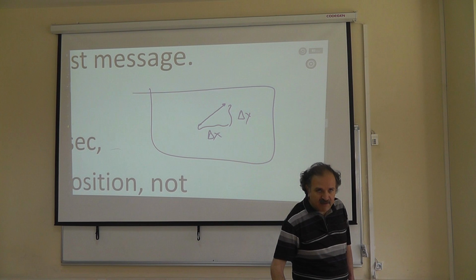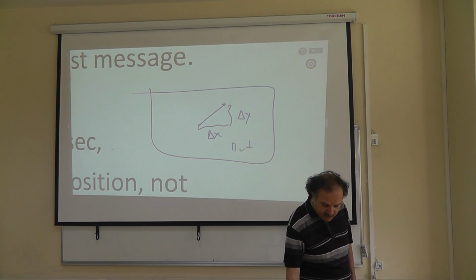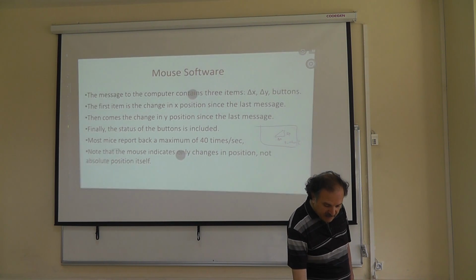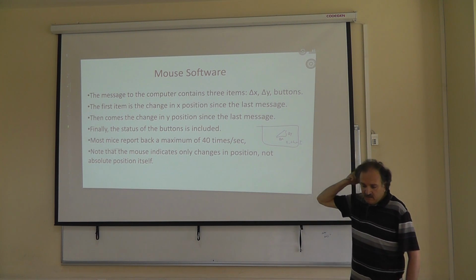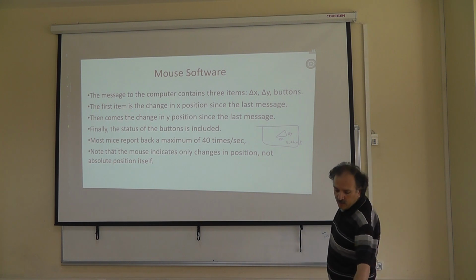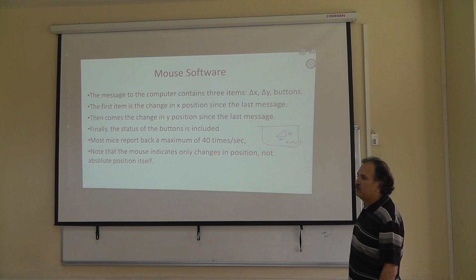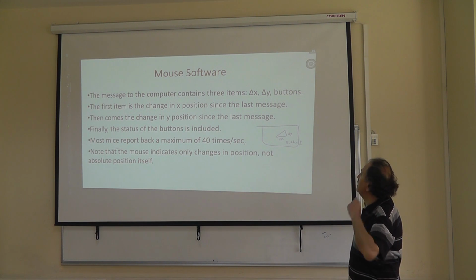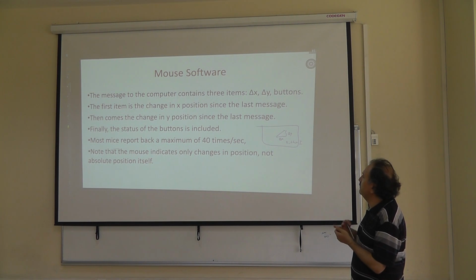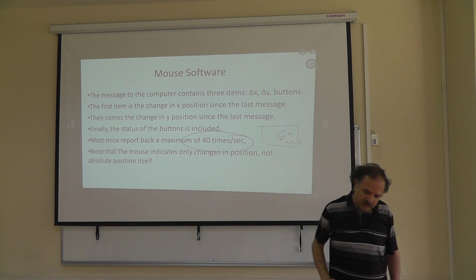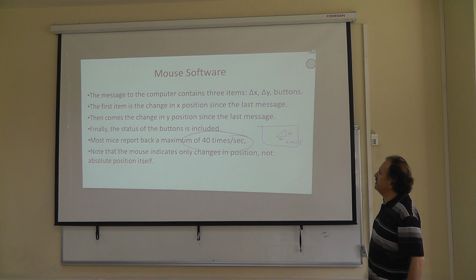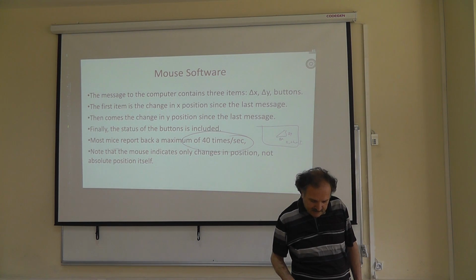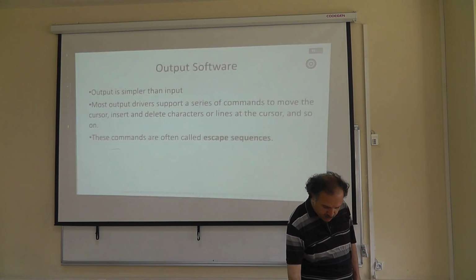If I click one of the buttons, left button, right button, or the scroll button, there will be some button information. That message from the mouse to the computer will include this information. The information that you are sending is only relative. You are not sending the absolute X, Y information. You are sending only the relative delta X, delta Y, and button information. Usually 40 times a second at most, so you are creating up to 40 interrupts a second when you are moving the mouse. This is the second most used I/O device regarding computers.